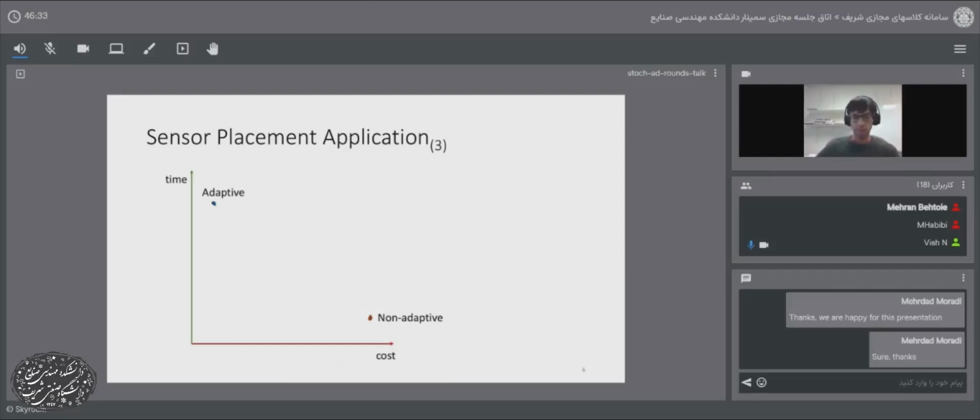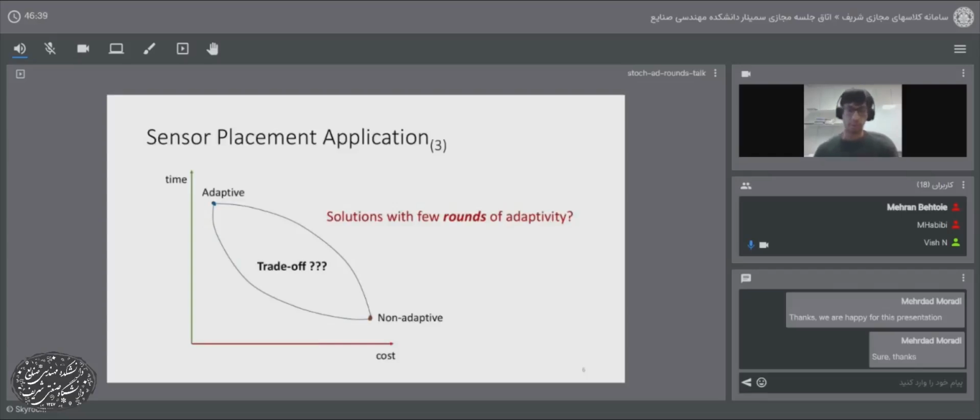So a natural question, and that's going to be the focus of this talk, is whether we can find a smooth trade-off between these 2 extremes. So we would like to identify other types of solutions that get somewhat better time than the adaptive solution, but they get much better cost than the non-adaptive solution. So stuff in this middle region that I've drawn over here.